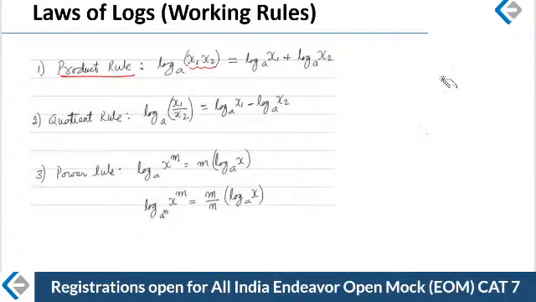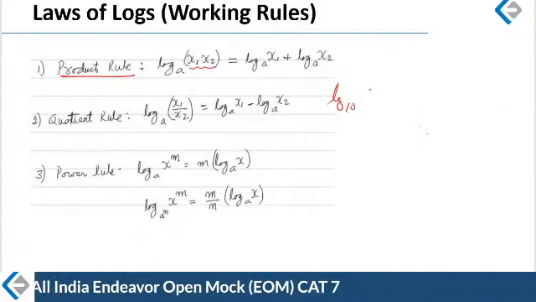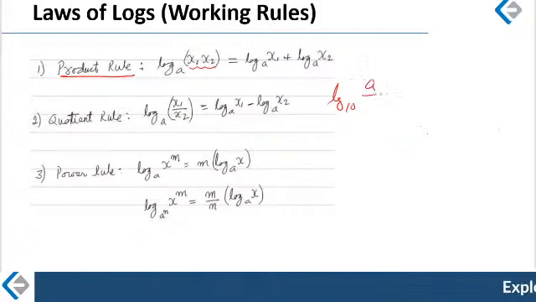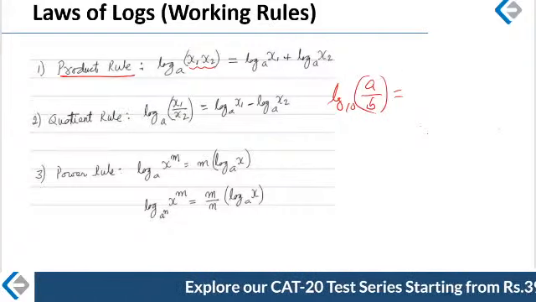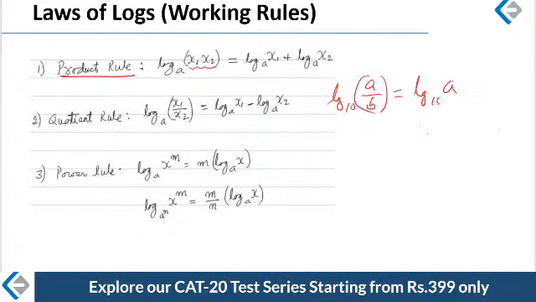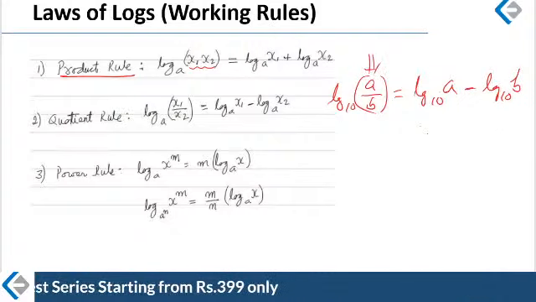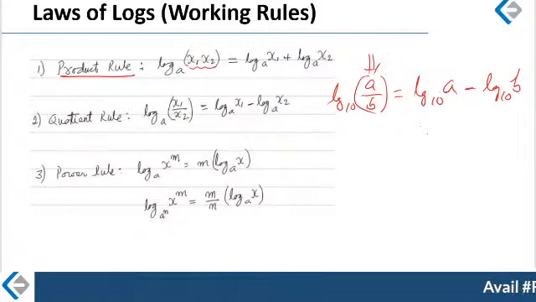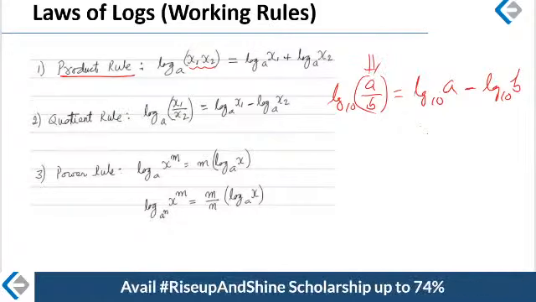Okay, quotient rule. If I have log of a by b to the base 10, this can be written as log a to the base 10 minus log b to the base 10. That's called the quotient rule. If there's a different name that you have been given, don't bother. Try and recall what name you have been given. That's the quotient rule, right?